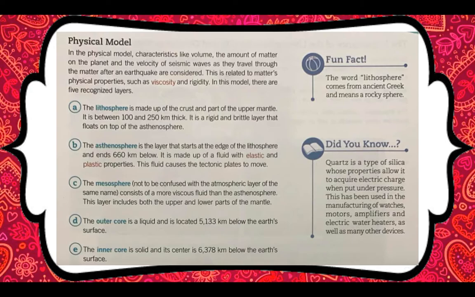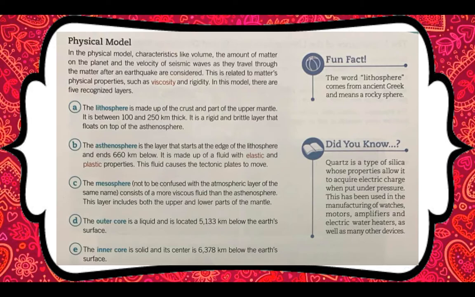A. The lithosphere is made up of the crust and part of the upper mantle. It is between 100 and 250 kilometers thick. It is a rigid and brittle layer that floats on top of the asthenosphere. B. The asthenosphere is the layer that starts at the edge of the lithosphere and ends 660 kilometers below. It is made up of a fluid with elastic and plastic properties. This fluid causes the tectonic plates to move.